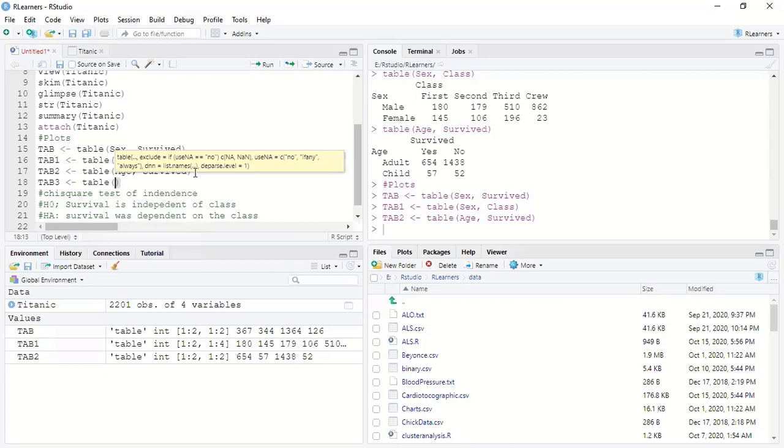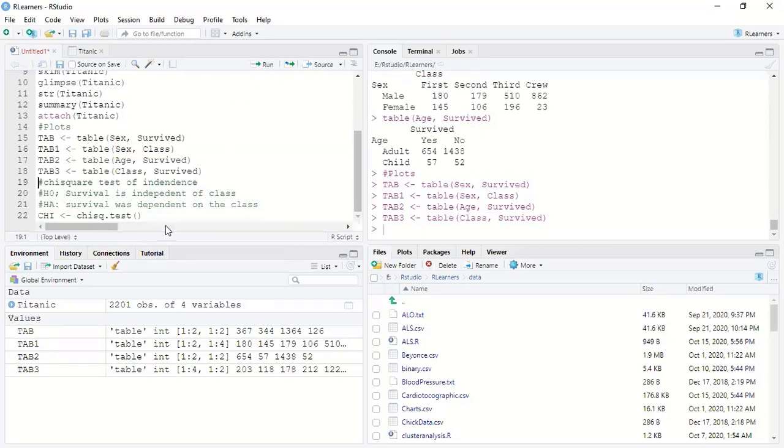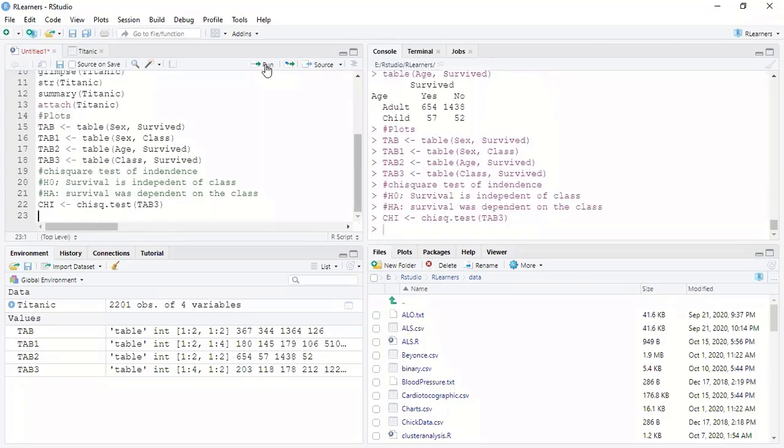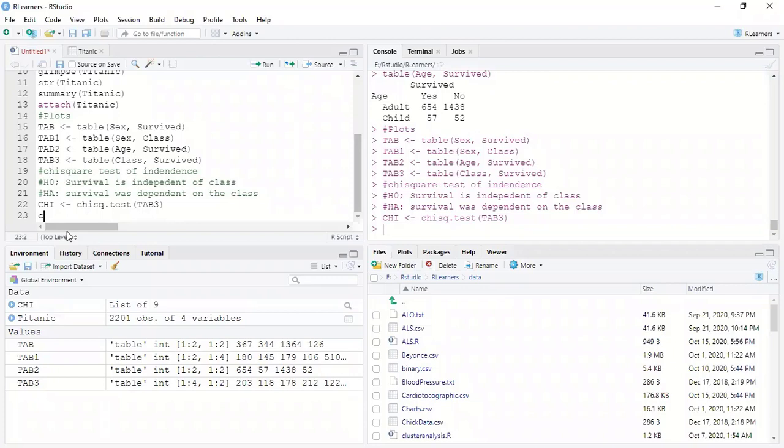And then we look at the class, the class that the person was in, and whether they survived, whether it mattered. Okay, so we are doing a chi-square for tab number 3. So let's run that and see what our chi tells us.